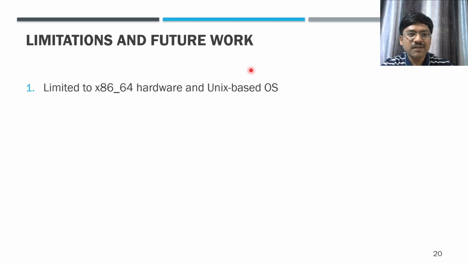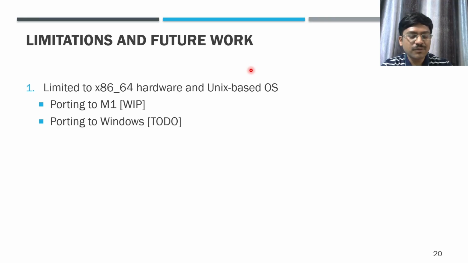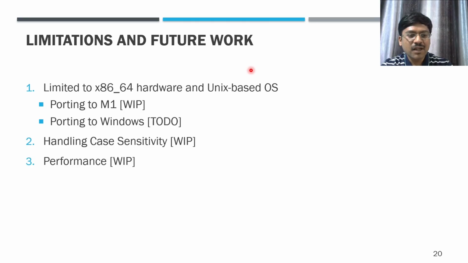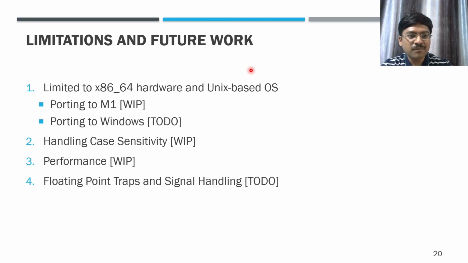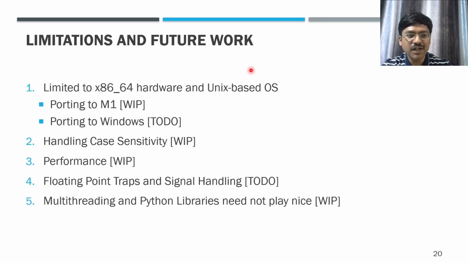Coming to limitations and future work, we are currently limited to x86-64 hardware and Unix-based OS. There's a branch called macOS which is still a work in progress, but porting to Windows remains a far-fetched dream. Handling case sensitivity is also work in progress. Performance issues, yes, there's plenty of scope for improvement. Then there are floating point traps. I have run into floating point traps, but I haven't yet run into signal handling issues, mainly because I haven't tried it.